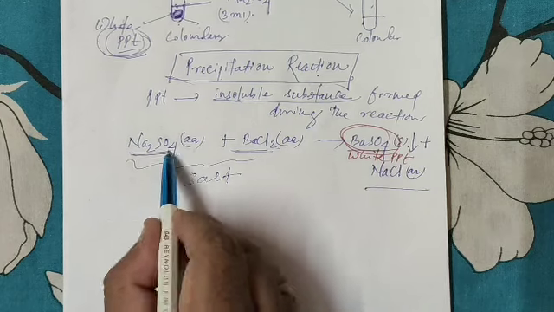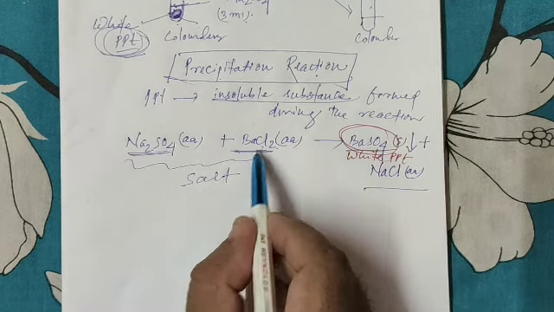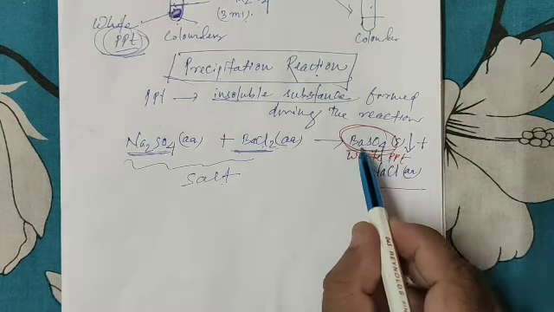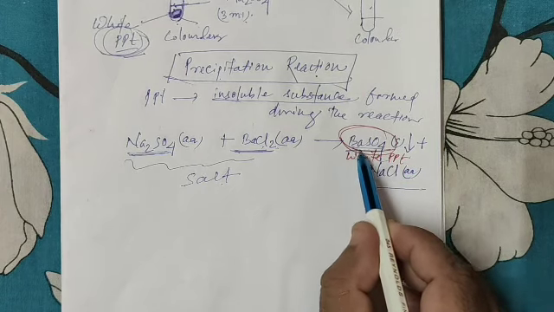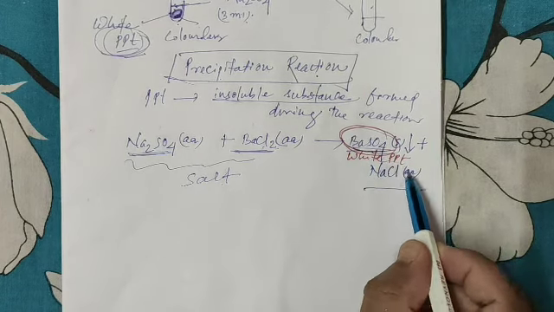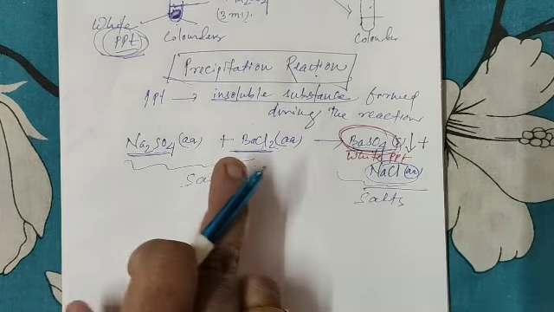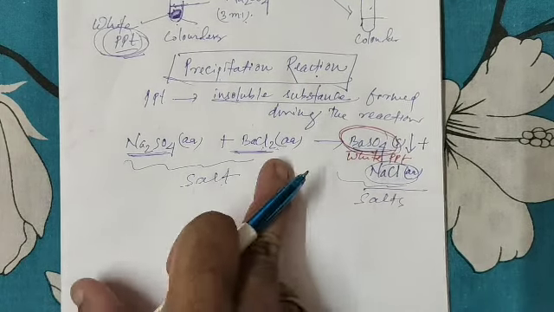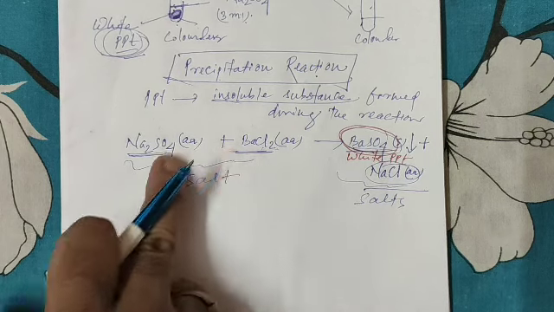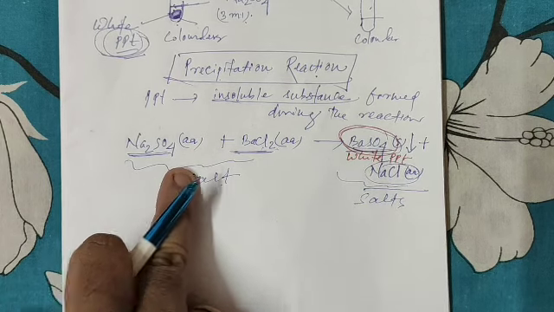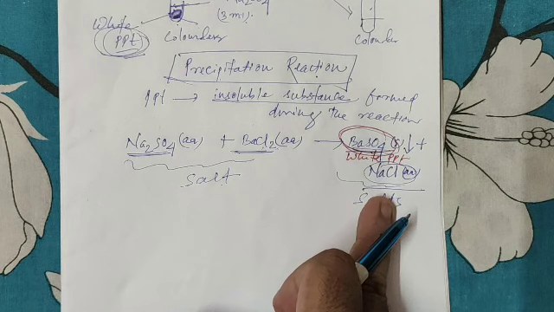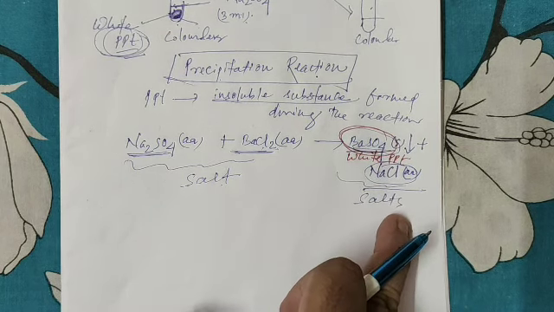So before the reaction these two reactants are salts. After the reaction you obtained barium sulfate and sodium chloride and both are also salts. So before the reaction the two substances were salts and after the reaction you also got two different salts.